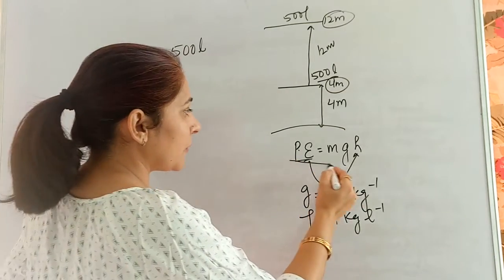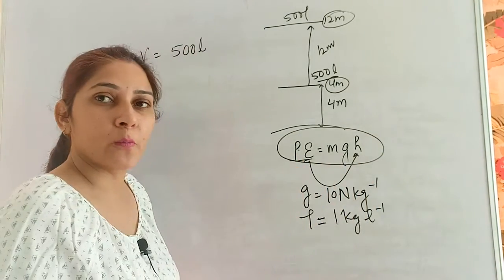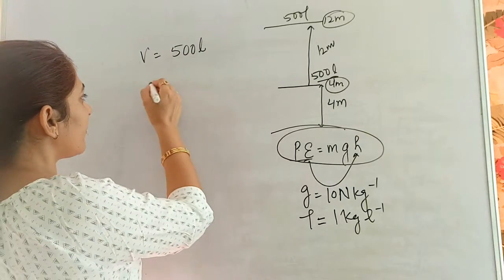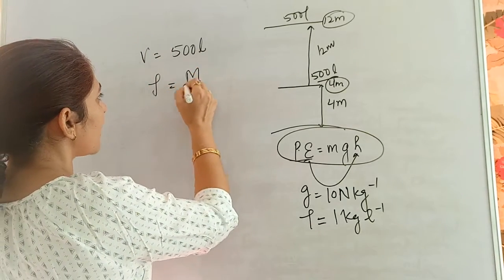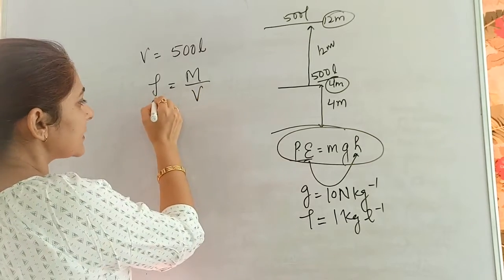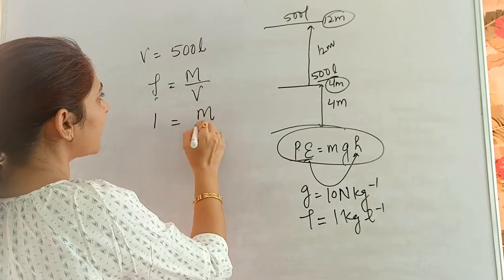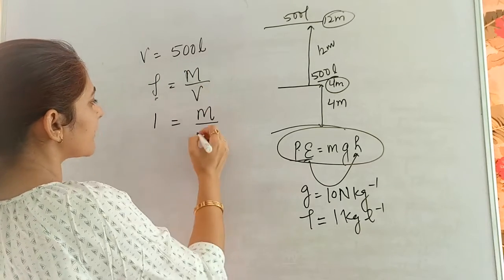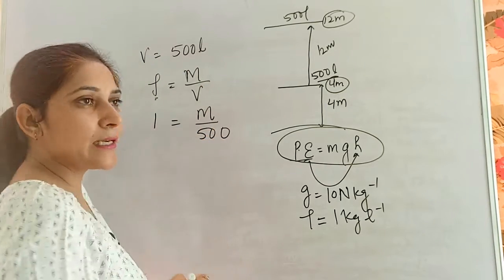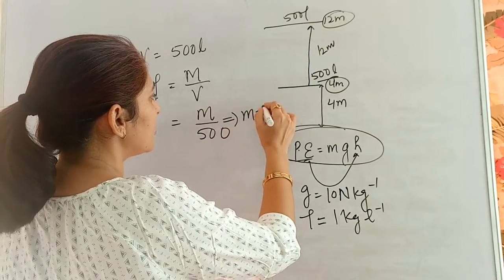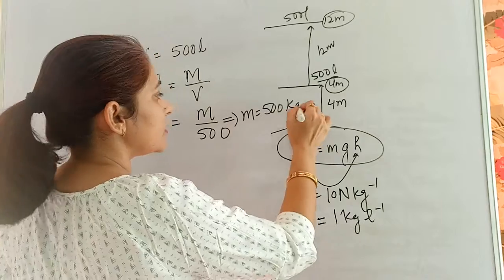But to find potential energy, we don't need volume, we need mass. So how can we calculate mass? We are aware density is equal to mass upon volume. The density given to us is 1 kg per liter, mass we are supposed to find out, and the volume given to us is 500 liters. So we can find out mass is equal to 500 kg, right?